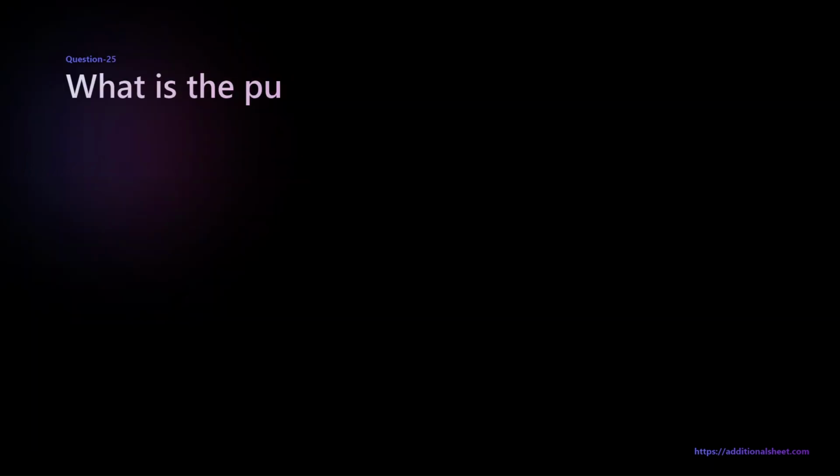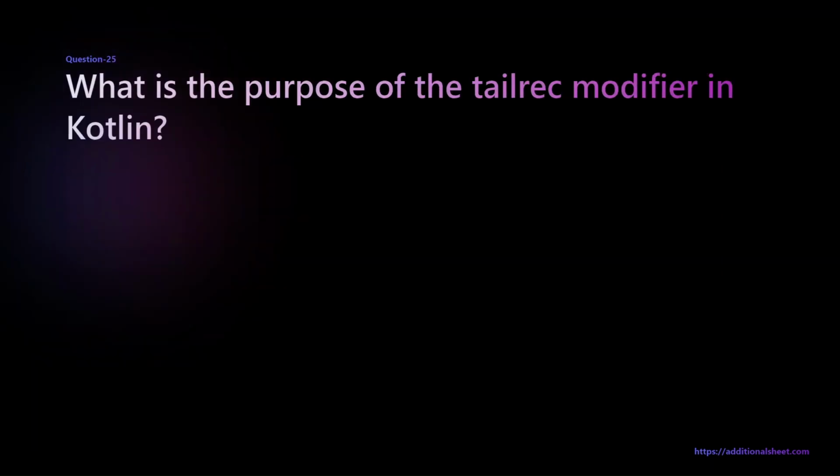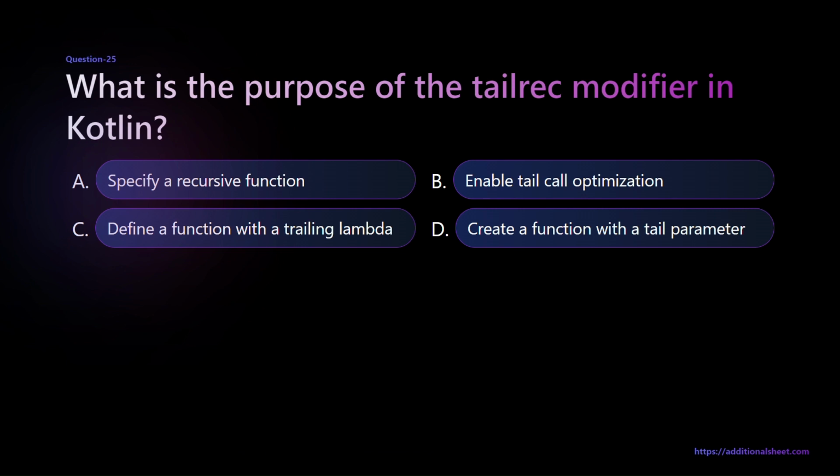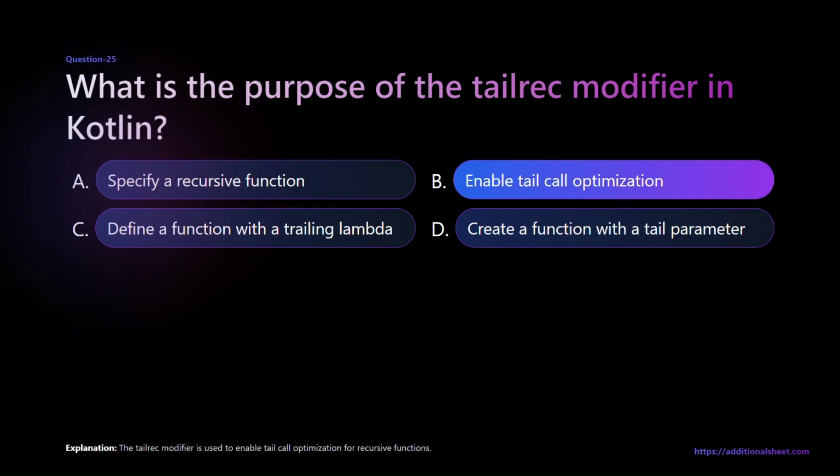What is the purpose of the tailrec modifier in Kotlin? Option A, specify a recursive function. Option B, enable tail call optimization. Option C, define a function with a trailing lambda. Option D, create a function with a tail parameter. The correct answer is option B, enable tail call optimization.